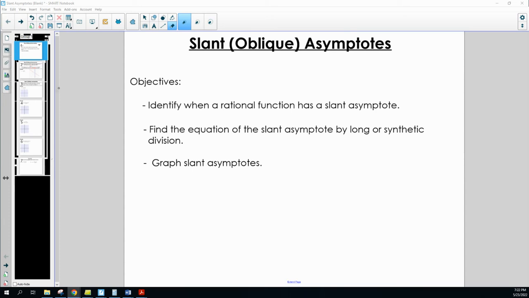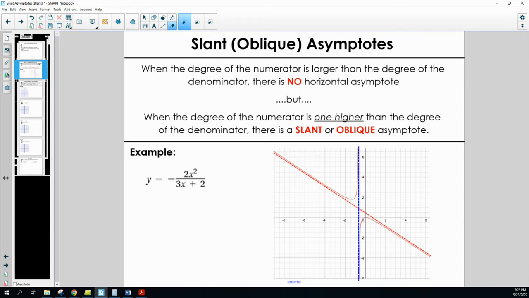In this lesson, we're going to talk about a third type of asymptote called a slant or oblique asymptote. Up to this point, we've dealt with two other asymptotes, the vertical and the horizontal asymptote. We know that when the degree of the numerator is larger than the degree of the denominator, there is no horizontal asymptote. When that happens and the degree of the numerator is exactly 1 degree higher than the degree of the denominator, there is a slant or oblique asymptote.